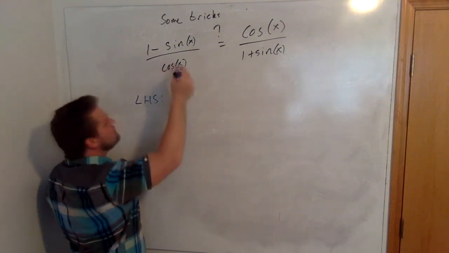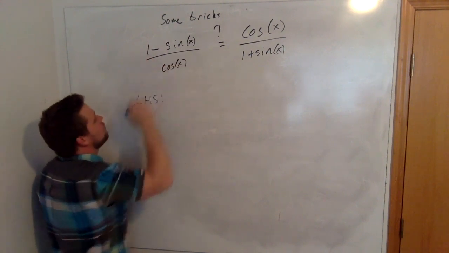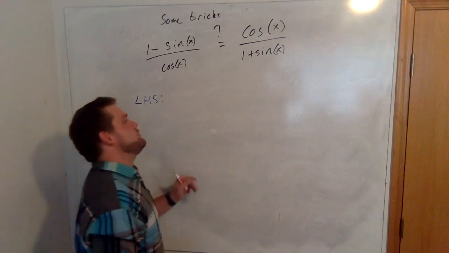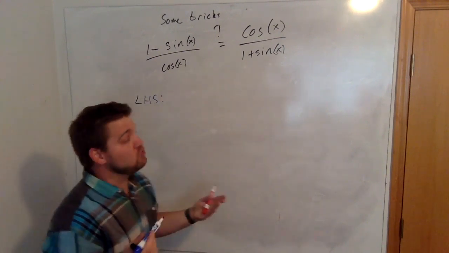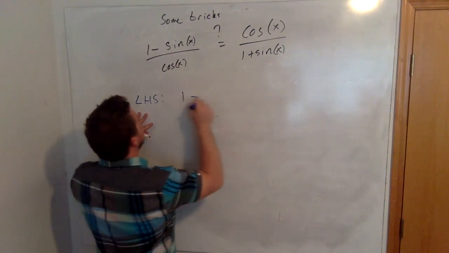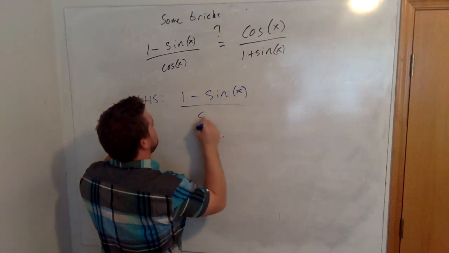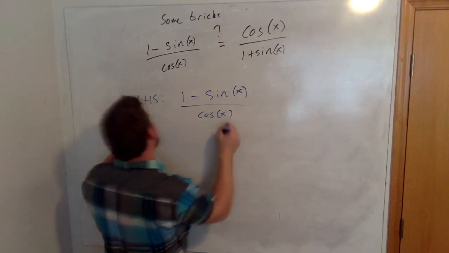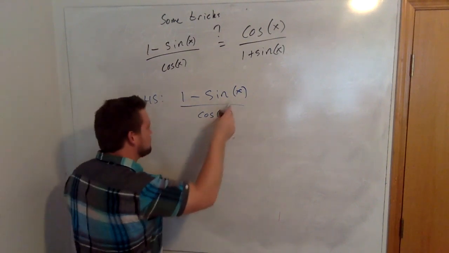At least with the left-hand side I could see that I could distribute this cosine of x to both of the pieces in the numerator. As of right now, I don't really see too much I can do with the right-hand side without introducing something new, which I'll show you in just a second. But let's say we mess around with the left-hand side, and we have 1 minus sine of x all over cosine of x.